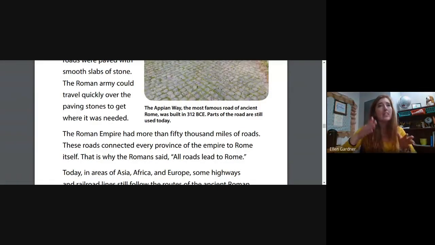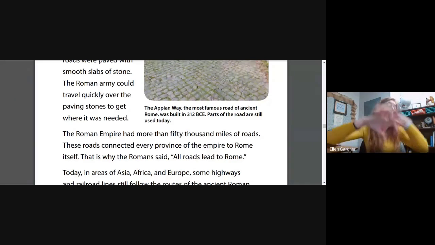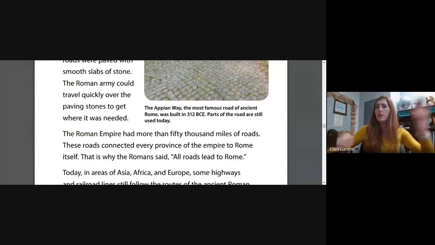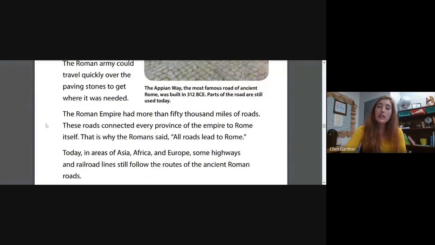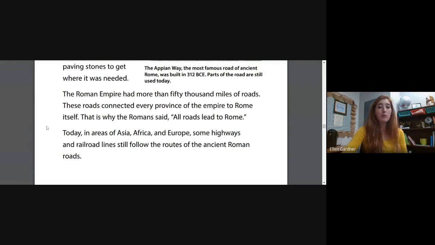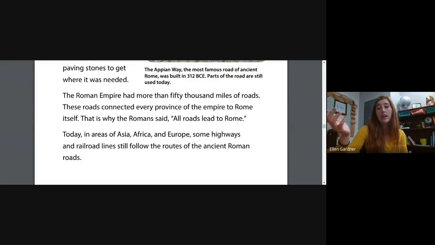But the Romans needed to have their armies be able to travel all around to these different provinces and all of these areas where their government was really in charge. So they needed to be able to get back and forth between all of these areas, even if it wasn't a wartime. Now, these roads connected every province of the empire to Rome itself. That is why the Romans said, all roads lead to Rome.